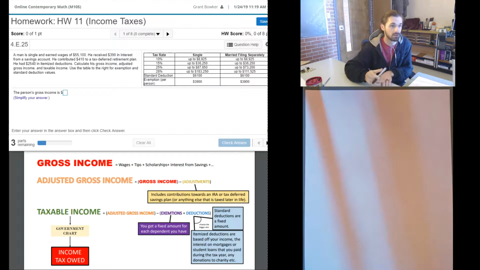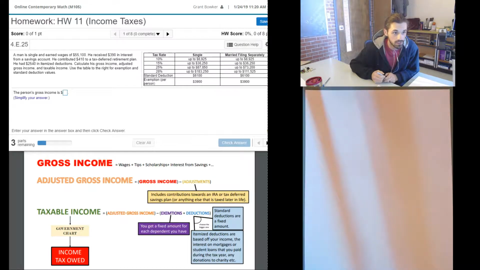A man is single and earned wages of $55,100. He received $390 in interest from a savings account. He contributed $410 to a tax-deferred retirement plan. He had $25.40 in itemized deductions. Calculate his gross income, adjusted gross income, and taxable income. Use the table to the right for exemption and standard deduction values.